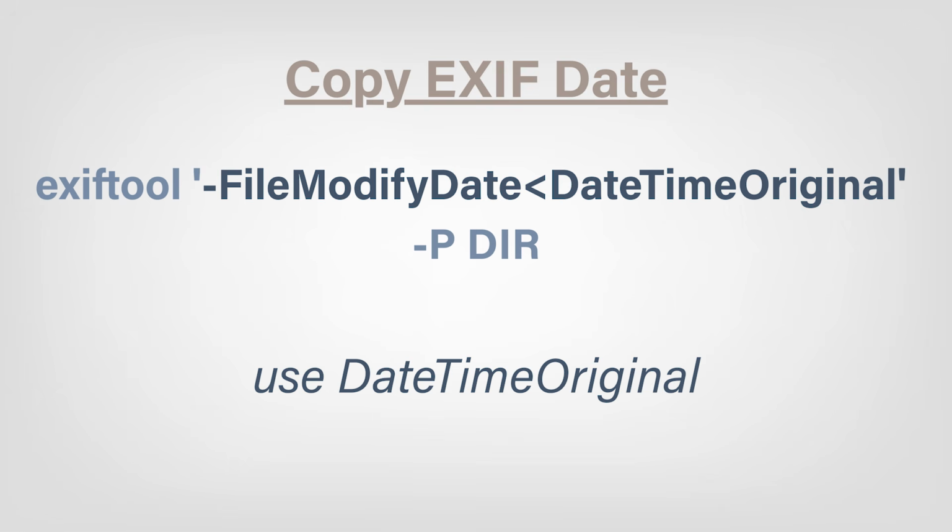So this dash FileModifyDate and then DateTimeOriginal, this is the key bit. It says, take the value of the DateTimeOriginal, so when the photo was actually taken inside the EXIF metadata, and copy it to the FileModifyDate, the file system's last modified date stamp. The one Finder and File Explorer use when sorting by date, if you use that.